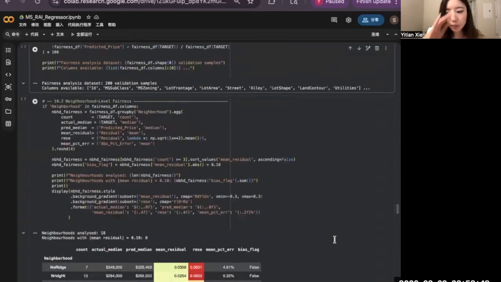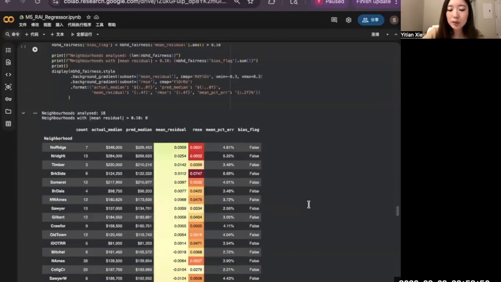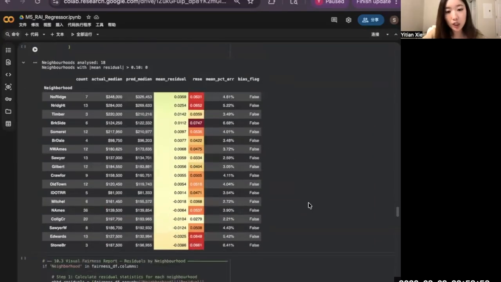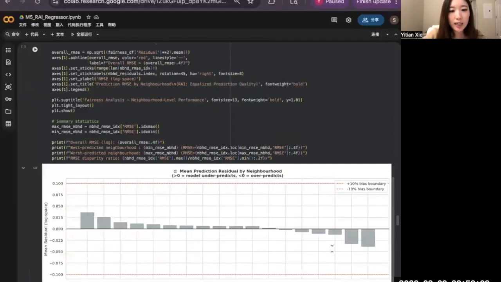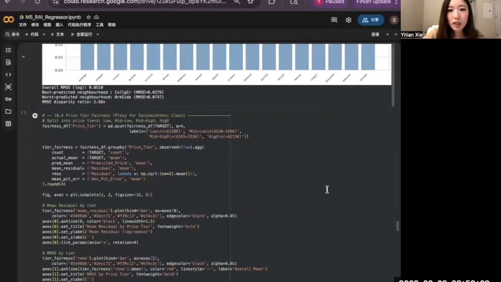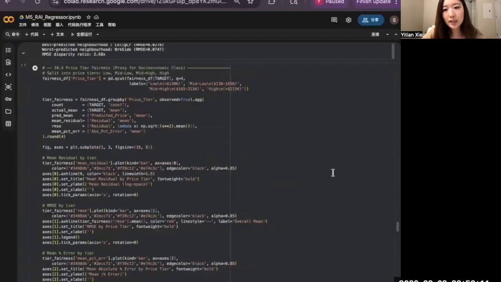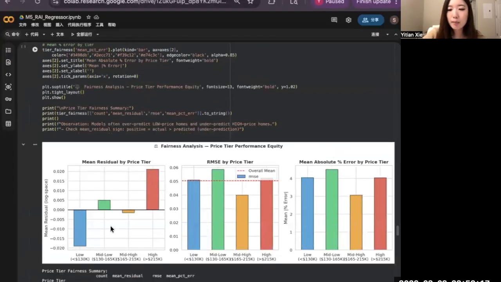For the neighborhood performance analysis, it shows the prediction residuals and RMSE for each neighborhood. Importantly, none of these neighborhoods exceed the 10% bias threshold. Similarly, for the price tier analysis, I compare the performance across the low, mid, and high price ranges. Although some variation exists, the difference remains relatively small.